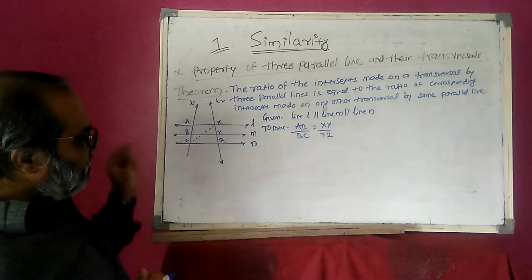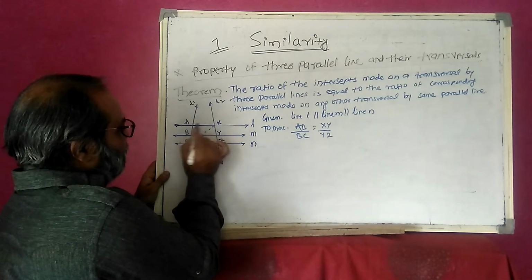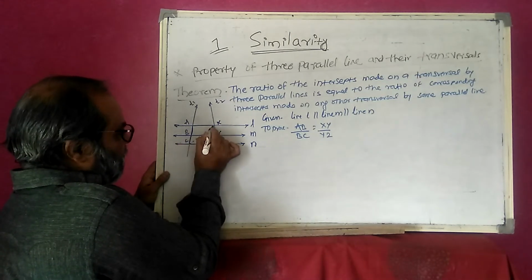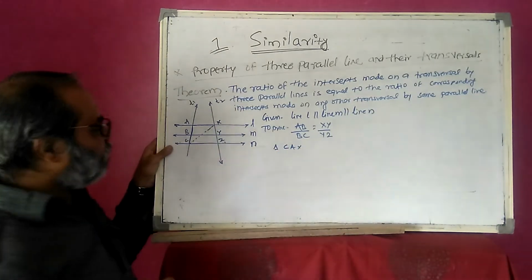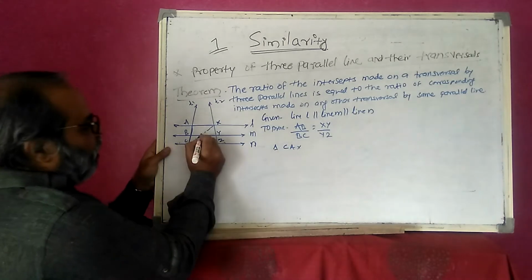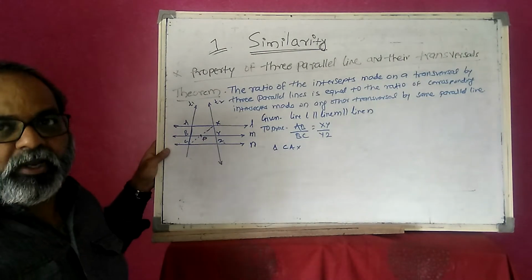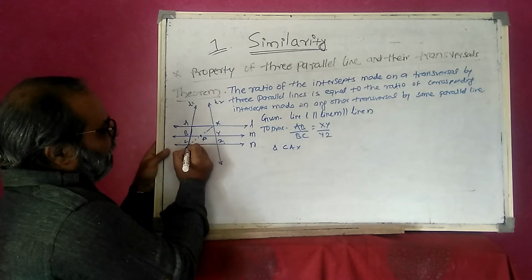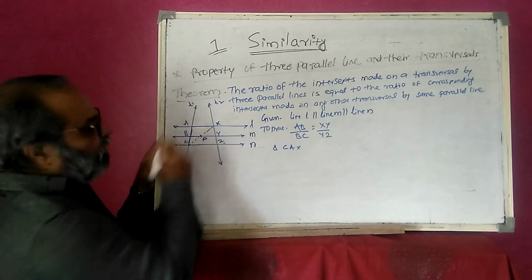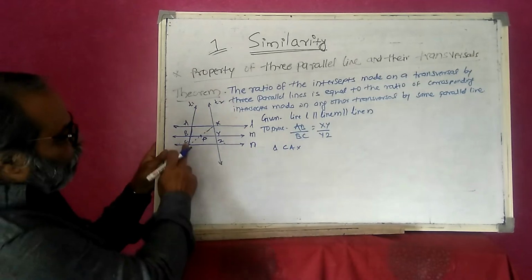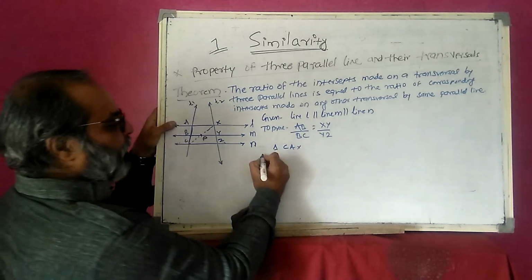Now just concentrate, there are two triangles made. I just darken the first one. Here is triangle CAX. Suppose this is point P. In triangle CAX, PB is parallel to AX. So we are applying the BPT to triangle CAX.